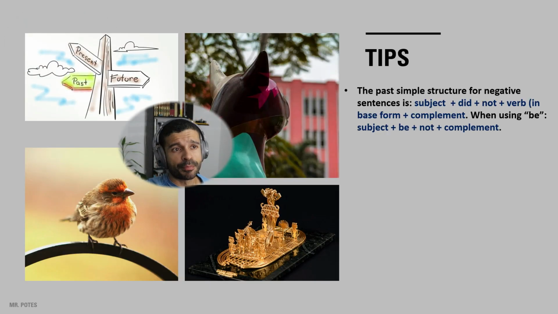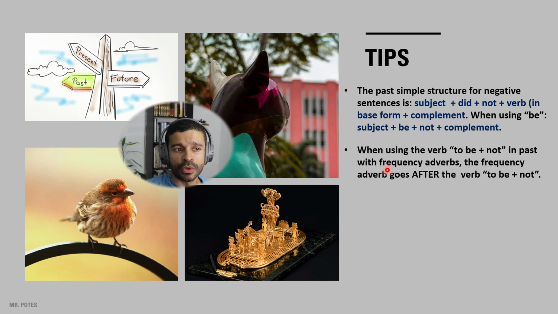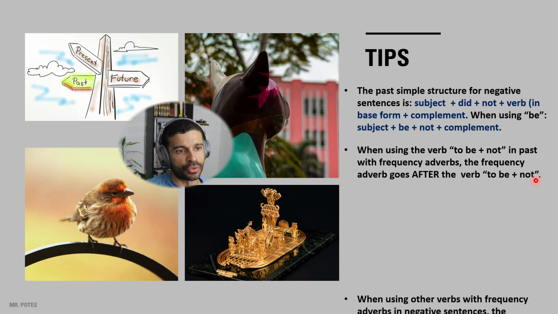Some tips. The past simple structure for negative sentences is subject plus the auxiliary did plus not plus verb in base form. This is crucial because the auxiliary is already in past, and when using the verb to be, the structure is subject, verb to be plus not plus complement. It's actually easier. When using the verb to be with frequency adverbs, the frequency adverb goes after the verb to be plus not. This is also something important to have in mind.